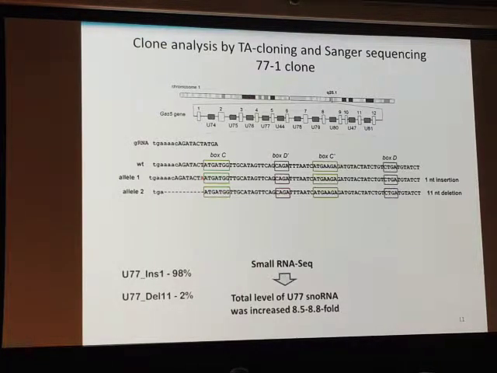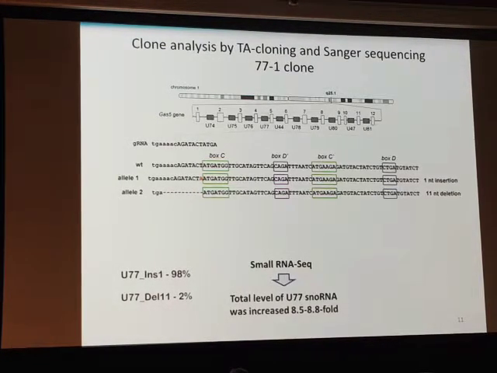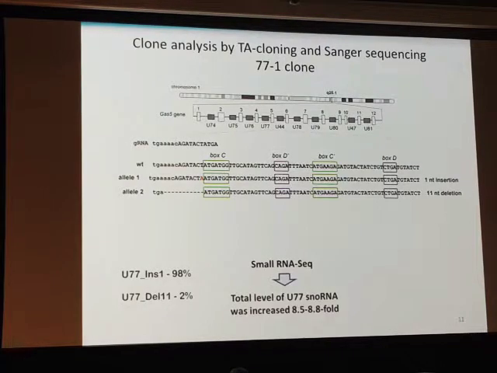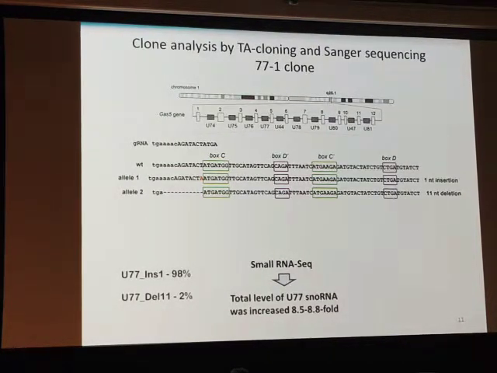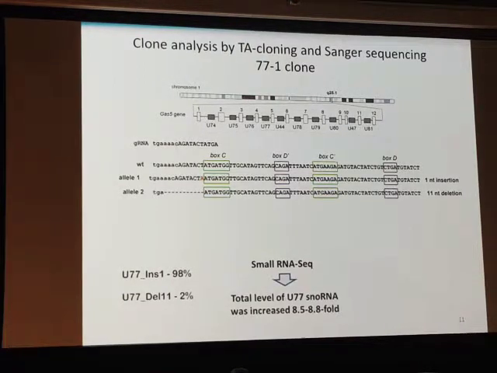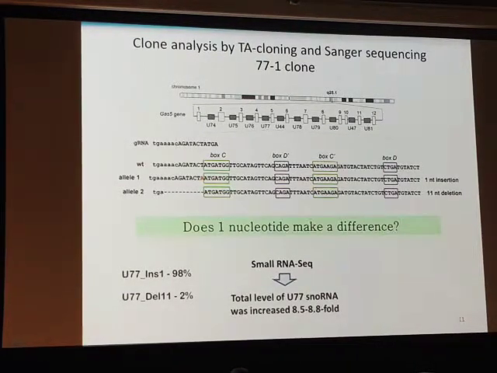RNA-seq analysis also showed that the total level of U77 RNA was increased significantly, approximately 8.5-fold compared to the control. So the same question arises again: can one nucleotide make a difference? If we take a closer look, we can see that this insertion is located at the C-box adjacent area, and this is the terminal region.